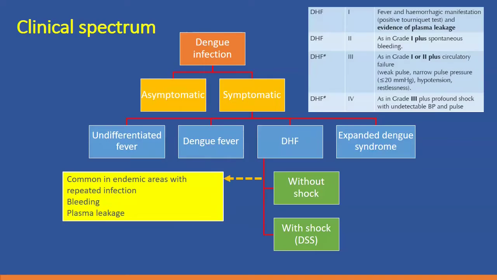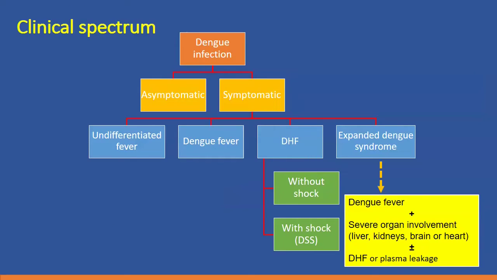In dengue hemorrhagic fever, in addition to the symptoms of classic dengue fever, we also get features of bleeding or plasma leakage in the form of shock or petechiae, GI bleed, or other source of bleed.